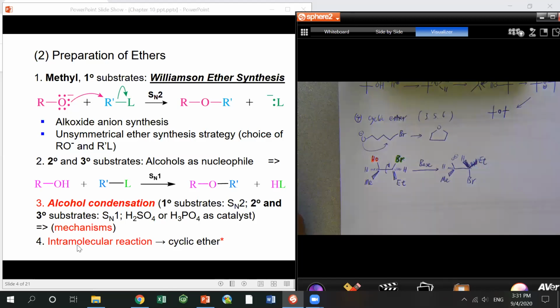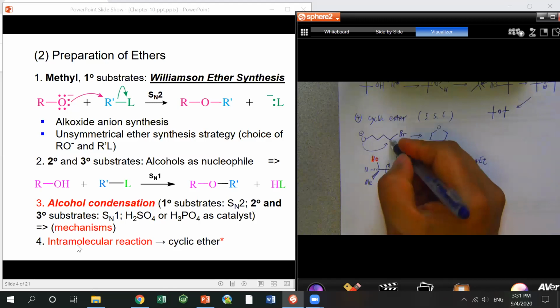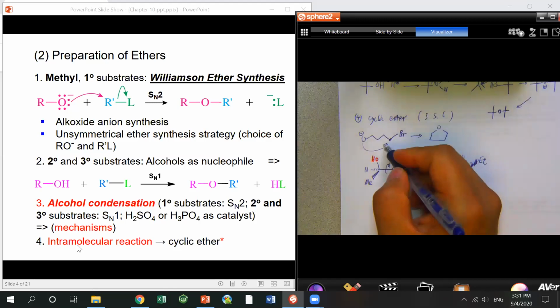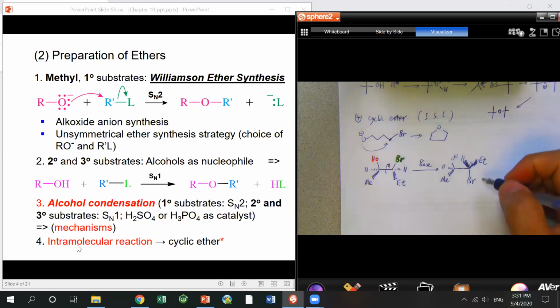How do you name the E? So naming for the cyclic ether is normally not required, so don't worry about it, that's fine. The oxygen is attacking this carbon, the top one. For the bottom one, I will show you.